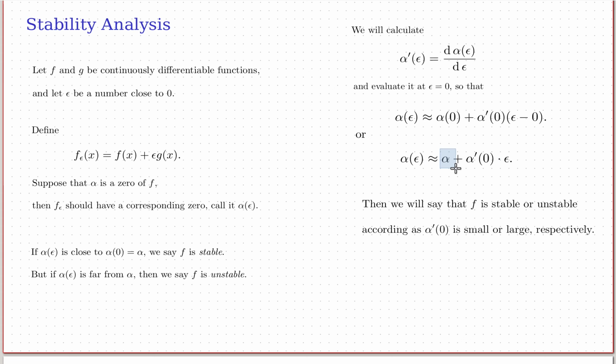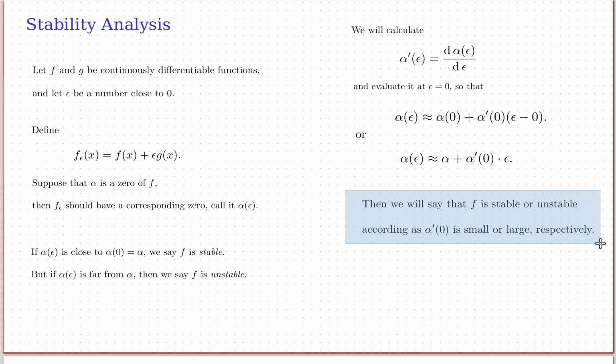Right? And so then what we will do is we will say that that particular root is stable or unstable according as alpha prime of 0 is small or large. Right? If alpha prime of 0 is small, then it's stable. Right? Alpha of epsilon moves comparatively little as epsilon increases.